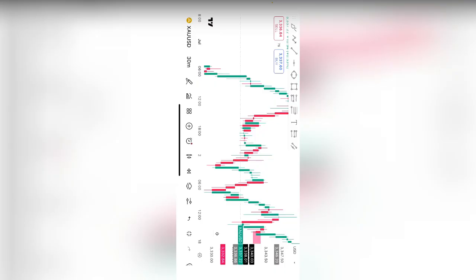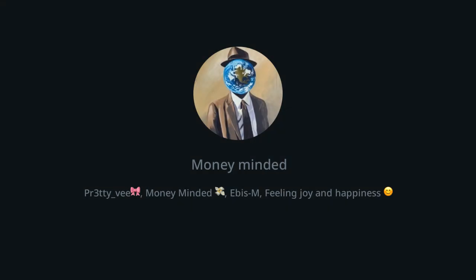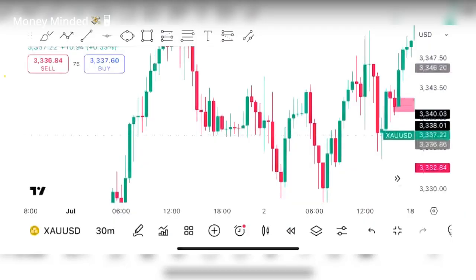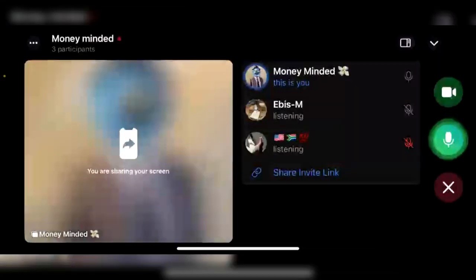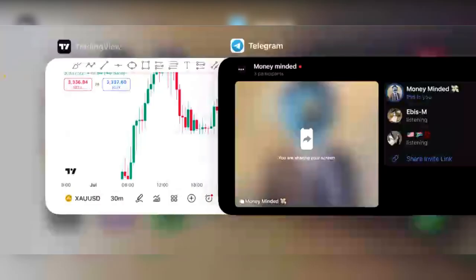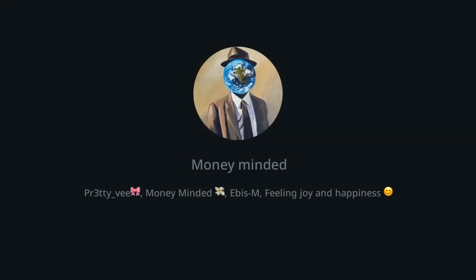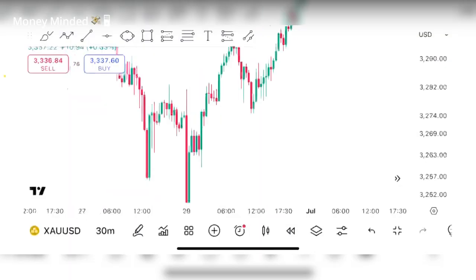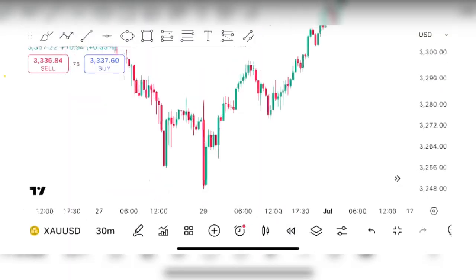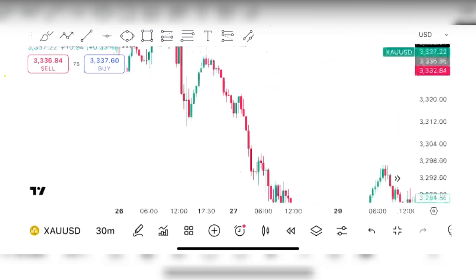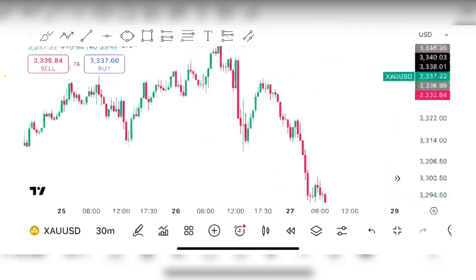So after we are done with this, let me show you one more confirmation, then we'll dive into another confirmation pattern. And another bullish engulfing.